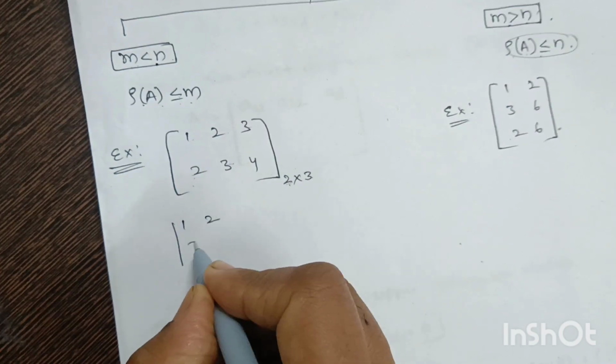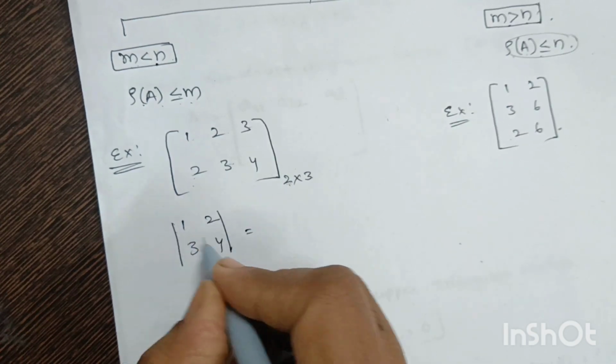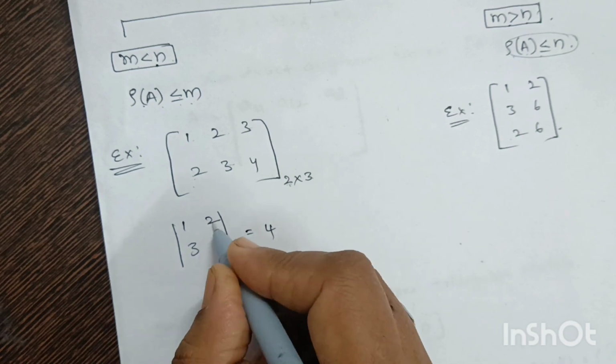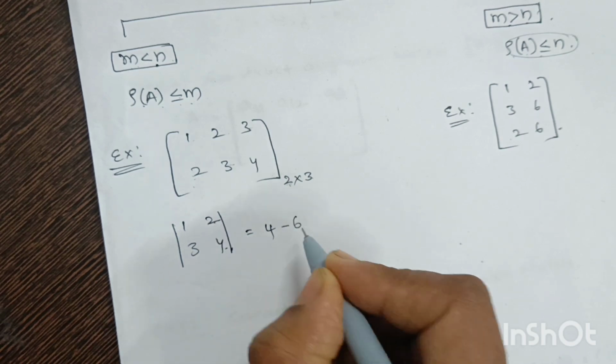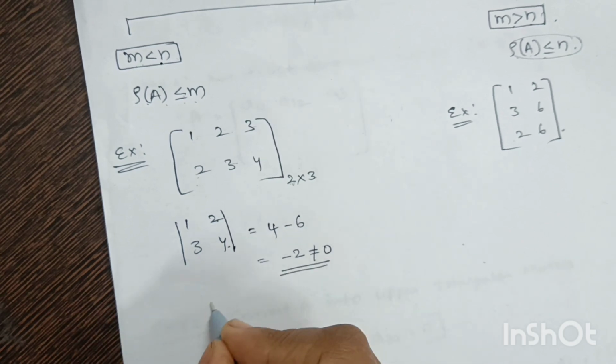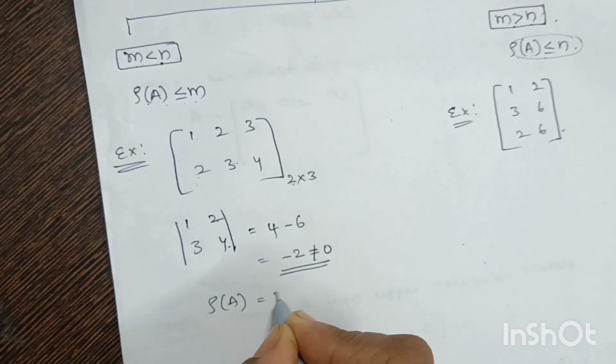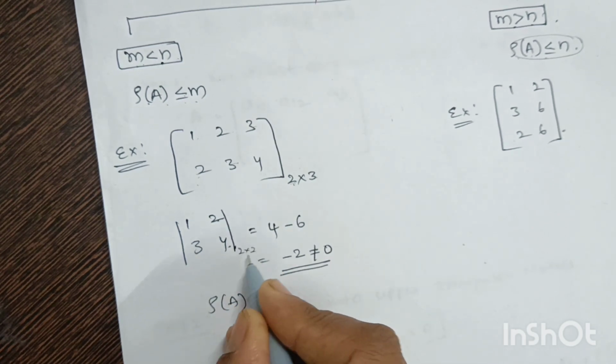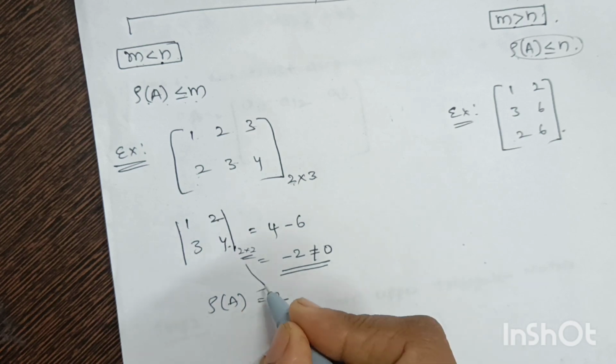So the determinant of 1 2, 3 4 is equal to how much? 1 into 4 is 4, 2 into 3 is 6. So the answer is minus 2, which is not equal to 0. So the rank of A is equal to 2. That is, the order is 2 by 2, so the rank of A is directly 2.